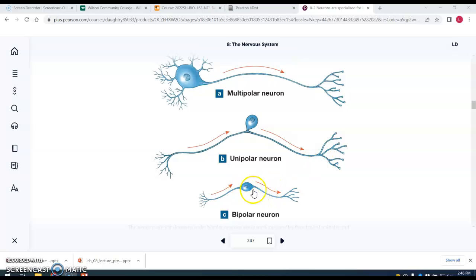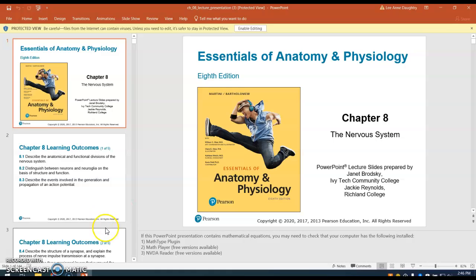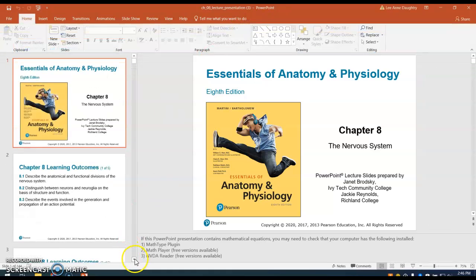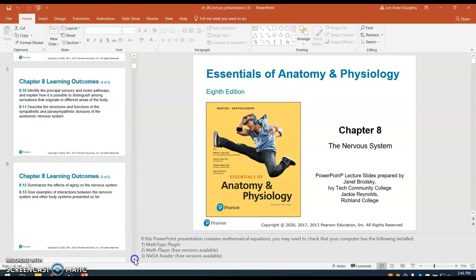And then the bipolar neuron is very similar, except the cell body is in the middle between the single dendrite and the single axon. So here you see images of those 3 different types of neurons.